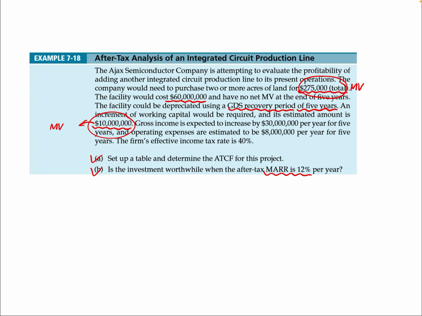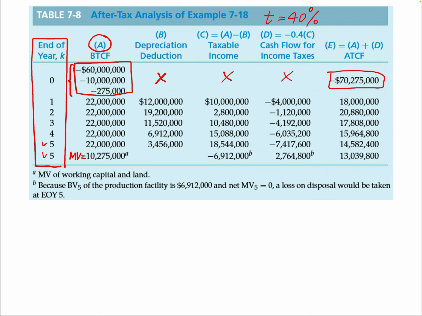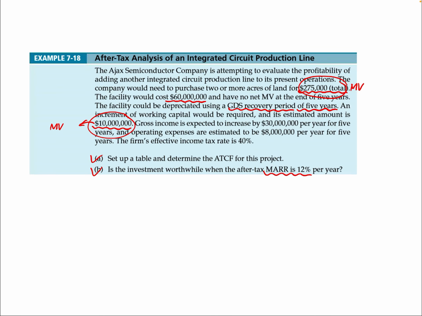And then every year you're gonna have what? It said you have 30 million gross income, but you have 8 million expenses. So what is your gross income?